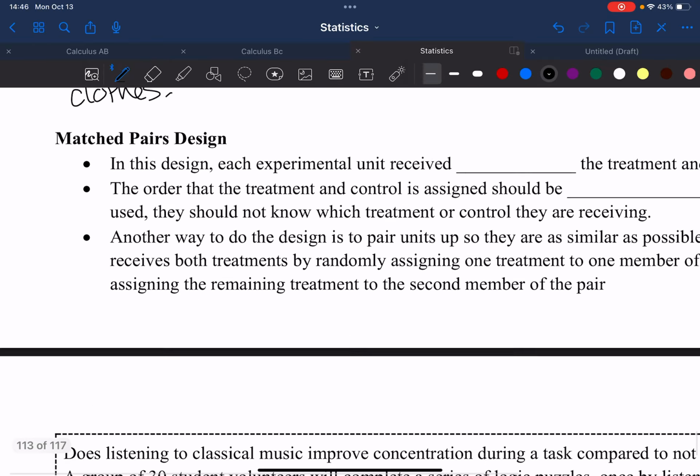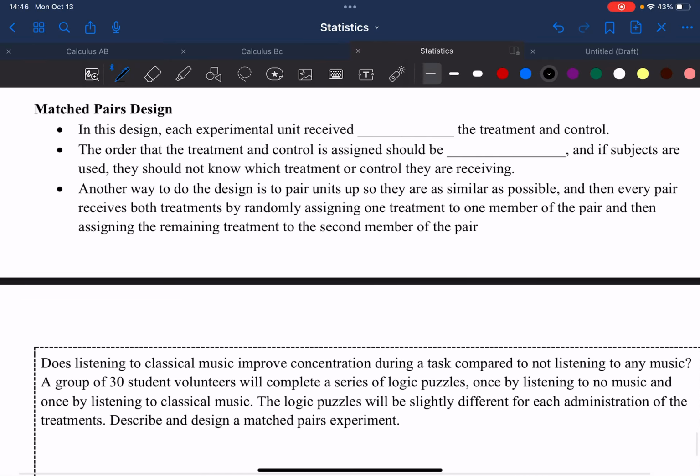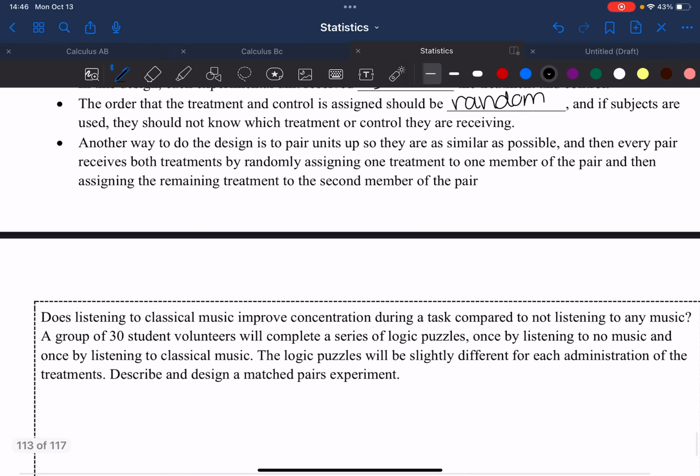And then lastly, we have a matched pairs design. So it says, in this design, each experimental unit receives both the treatment and the control. The order that the treatment and control is assigned should be random. And if subjects are used, they should not know which is the treatment or the control. Another way to do the design is to pair up units so that they are as similar as possible, and then every pair receives both treatments by randomly assigning one treatment to one member of the pair and then assigning the remaining treatment to the other member of the pair.